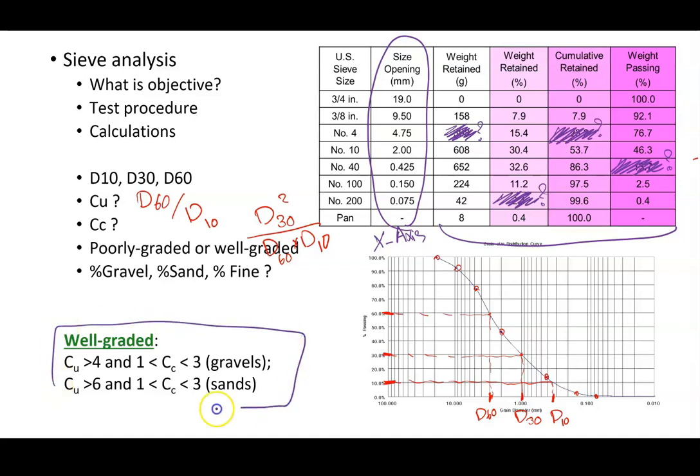These are the statements that you can use to determine if a soil sample is well graded or if it's poorly graded. It's well graded if for gravel Cu is larger than 4 and Cc is between 1 to 3. If it's a sand sample, Cu larger than 6 and a Cc between 1 to 3.